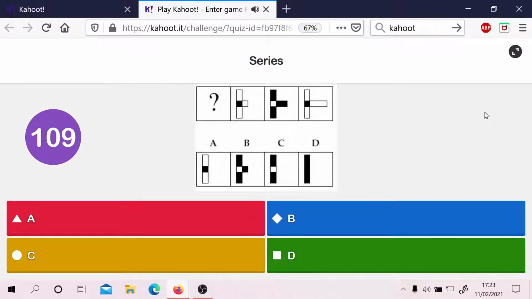I think it's probably going to be the majority of this structure will be black, so that rules out A. Oh no, you know what? I think maybe it is A. No, you know what it is? It's C. I'm pretty sure it's C, because then it grows by length of 1, and it inverts the colours, right? Almost certain that's how it works.